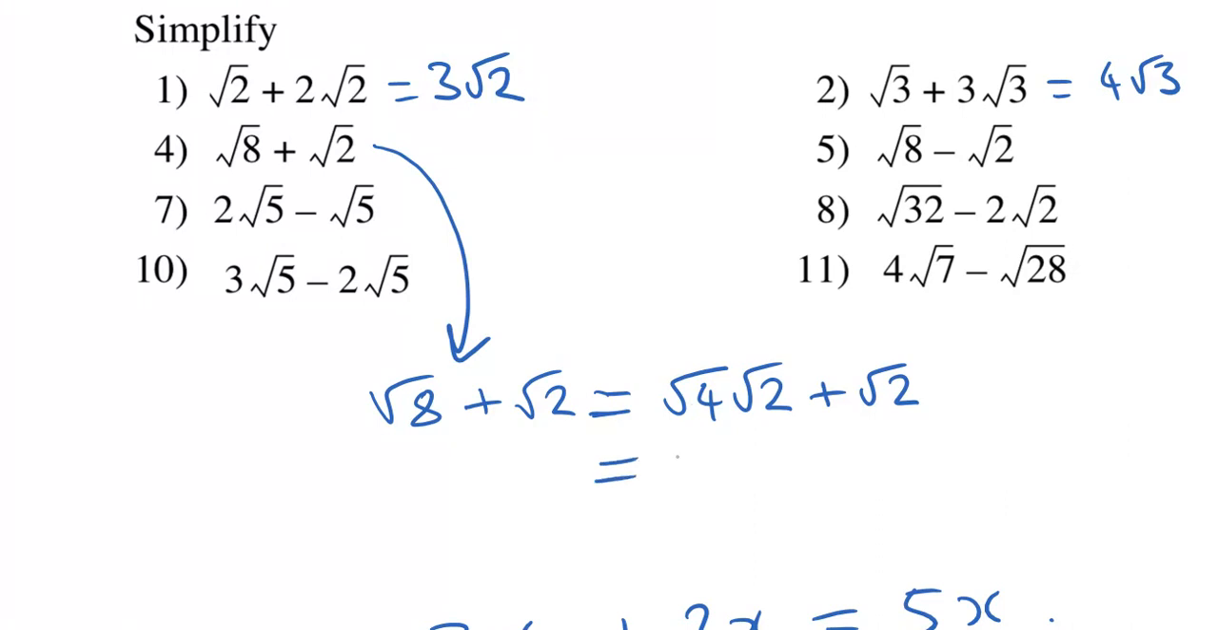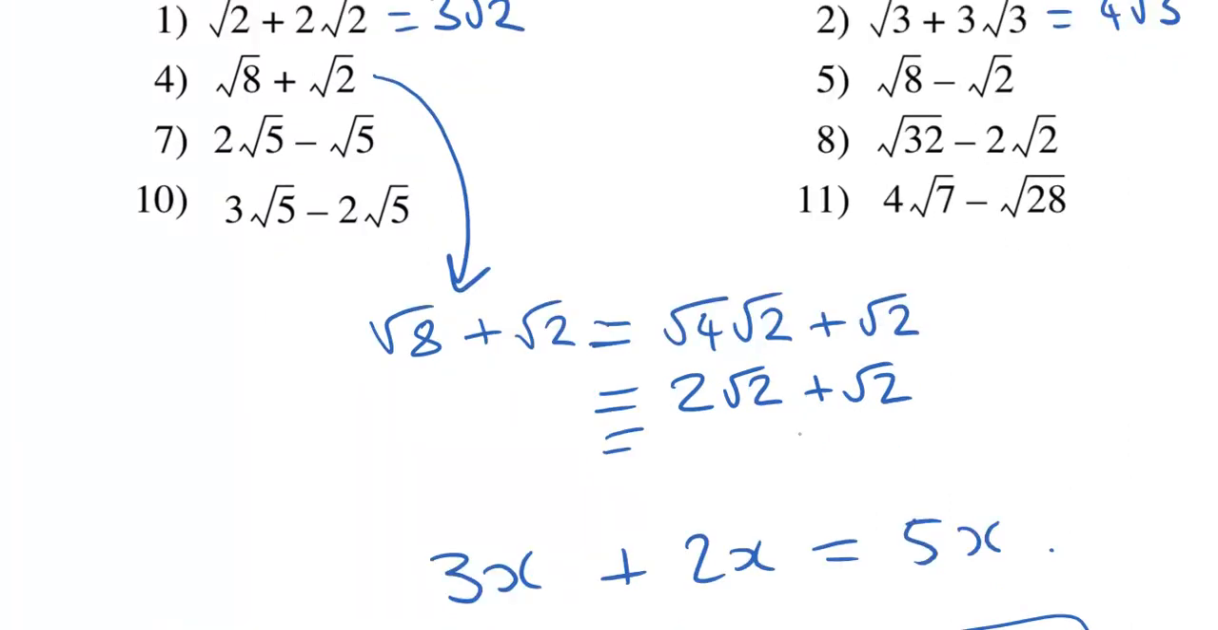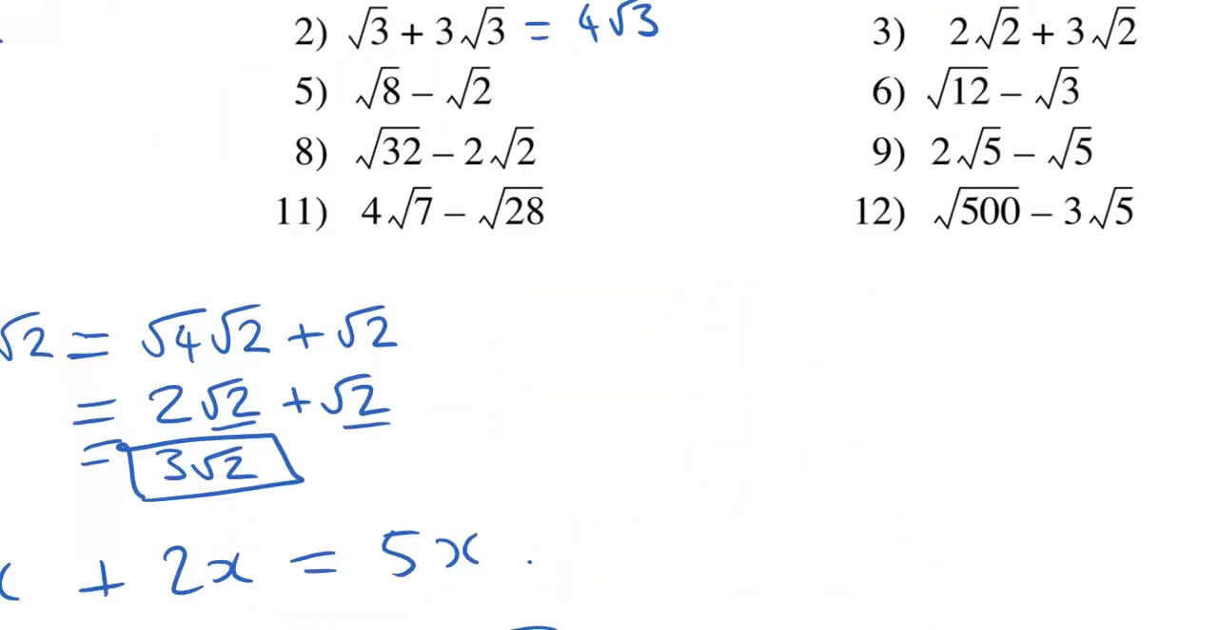And then the square root of 4 is 2. So I've got 2 root 2 plus a root 2. Well, that means I can now add them. I've got the same thing there in the square root. 2 lots of root 2 plus a root 2 is 3 root 2. And there's my answer. Let's try one more of these.